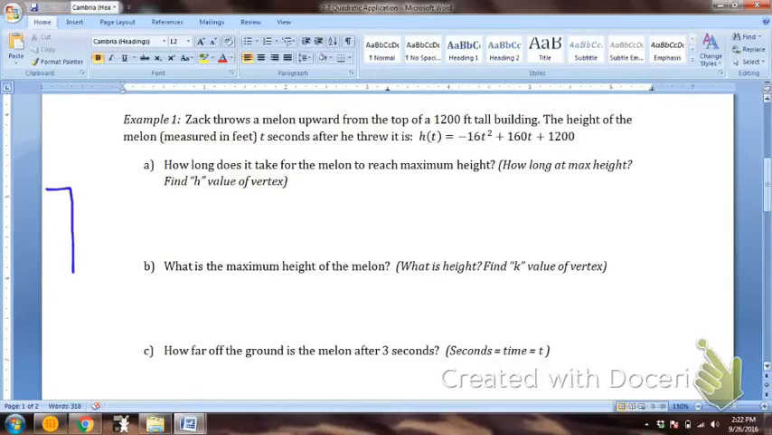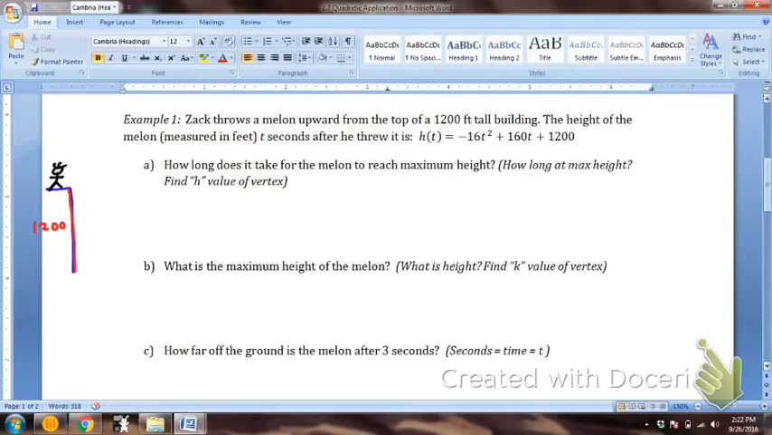Okay, so we're going to build a building here. Off to the side, this is my building. Good building. Here is Zach. Just casually dropping melons from the top of the building. Just casually dropping melons, yep. He's throwing. We know that this height is 1,200 feet. Okay, so the building is 1,200 feet tall. I know that. And he's throwing a melon.